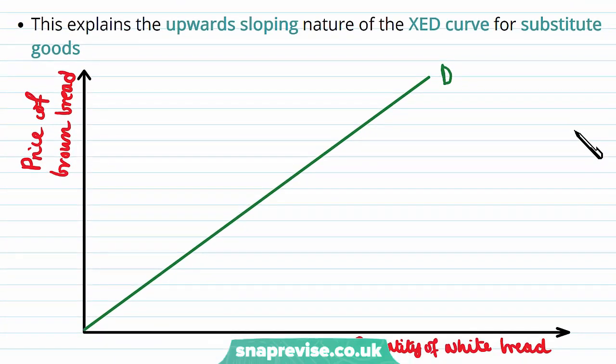And this explains why an XED curve will be upward sloping for substitute goods. Because as the price of the brown bread is increased, we are demanding more white bread. And therefore we could expect a positive number for XED. If they're both increasing, then that means they're both positive numbers. Therefore, XED for substitutes is a positive number.